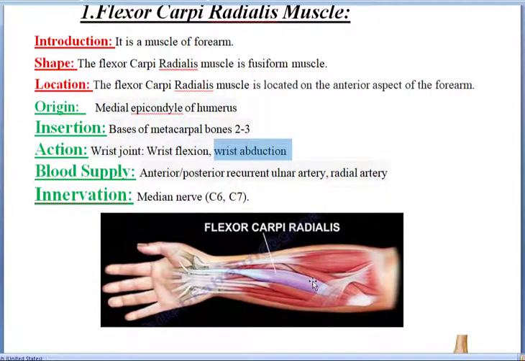Whenever this muscle contracts, your hand will come up, so we call it flexion, and your hand will also go a little bit away from the center of the body, so we call it abduction.